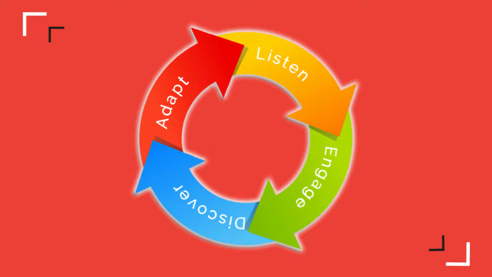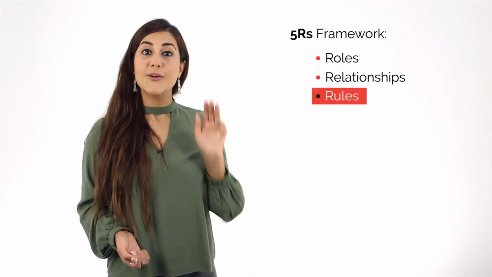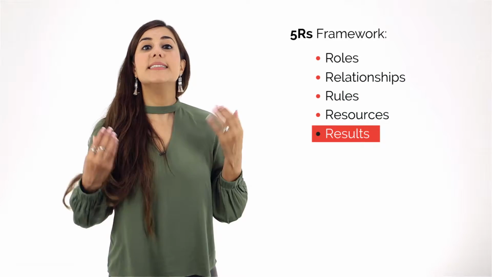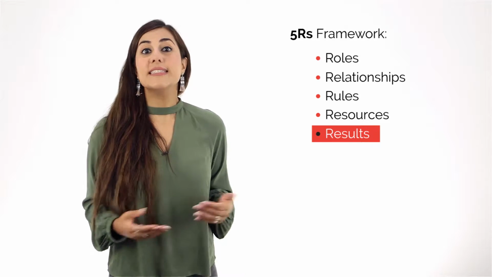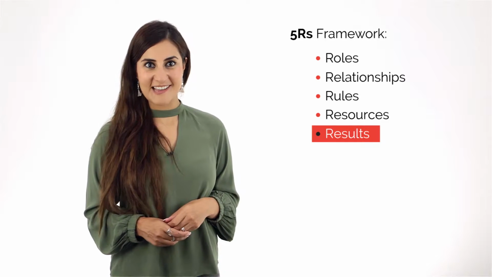Remember the system strengthening cycle from the last lesson? Well, the 5 R's help you identify what you should listen for, where you should engage, on what you should attempt to discover, and what interventions you need to adapt. The 5 R's framework was initially developed by the United States Agency for International Development, or USAID. Okay, so now that you know the 5 R's are roles, relationships, rules, resources, and results, let's dig deeper into the 5 R's with an example from a health system in Tajikistan.